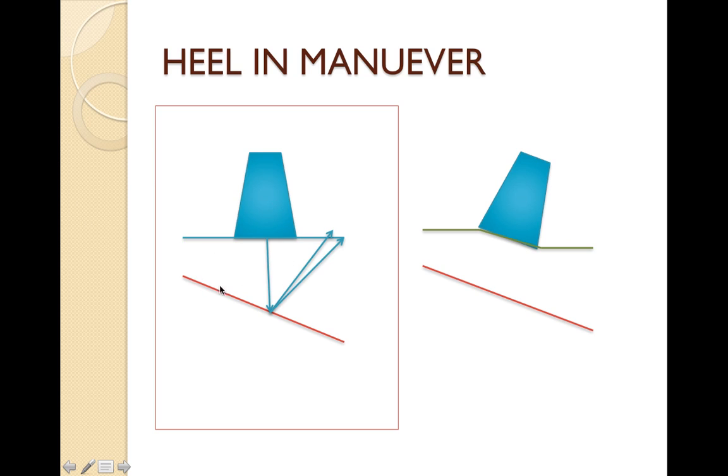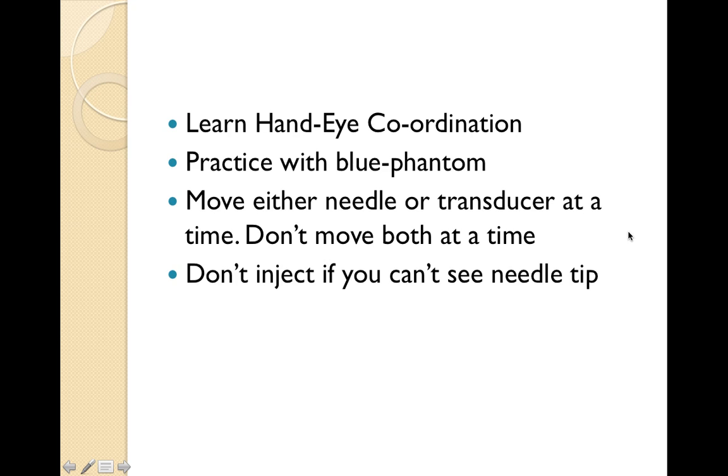Suppose this is the needle and this is the probe. When you transmit the ultrasound waves, they will be reflected away from the ultrasound probe, so you cannot see anything. But when you do the heeling maneuver like this, the ultrasound wave will hit the needle and get back to the ultrasound probe, so you will have a good image of the needle.